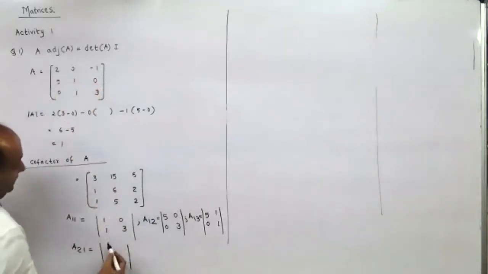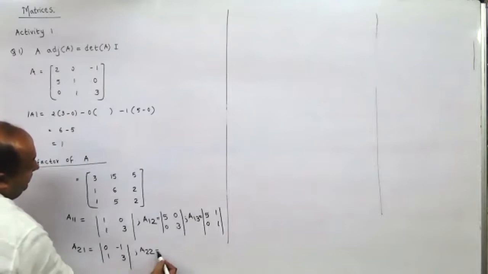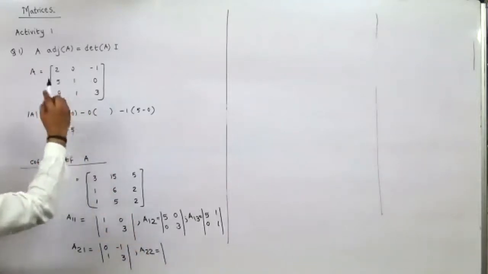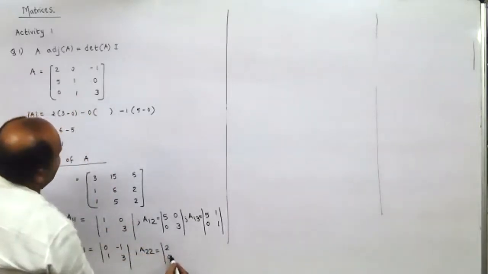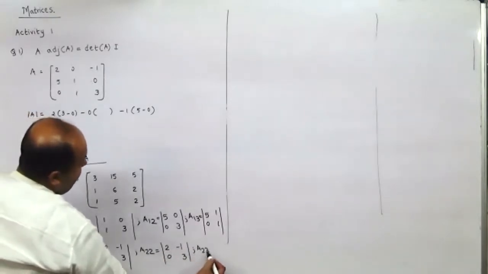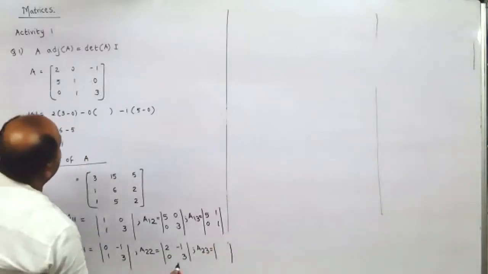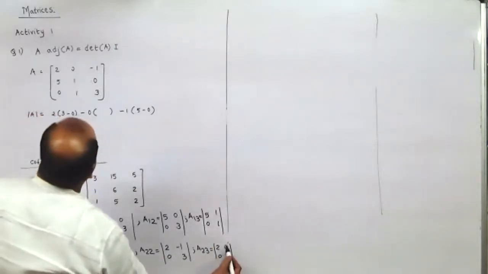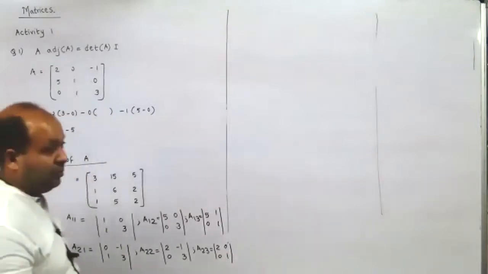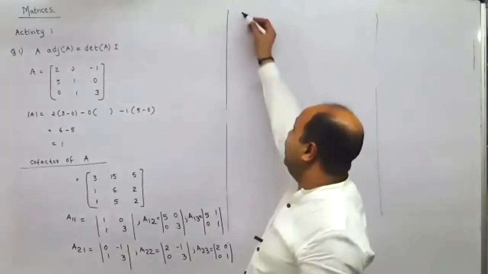So when you cover it, you will be left with 0, 1, minus 1, 3. Then A22, second row, second column. So you will be left with 2, 0, minus 1, 3. Then A23. So it is second row, third column. So it is 2, 0, 0, 1. Yeah, I'll come to it. This is not in cofactor.